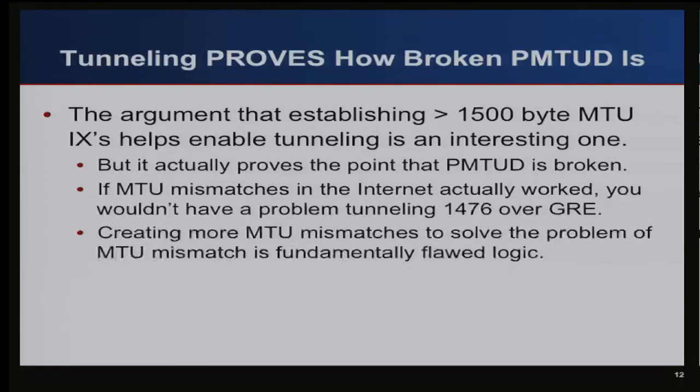So the other argument is that having jumbo frames will help you with tunneling. So if you now have a link that supports something bigger than 1500, that makes it a lot easier to implement a tunnel. And it's an interesting argument, but really I think it proves the point that path MTU discovery is so fundamentally broken. Because if MTU mismatches actually worked, you wouldn't have a problem tunneling under 1500 bytes. The fact that you're having that problem proves exactly what you're hitting. So all you're really doing is creating more MTU mismatches to try and solve the problem of MTU mismatches, which is just making your problem worse.